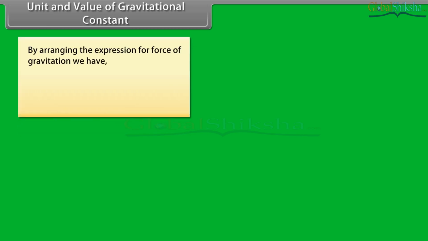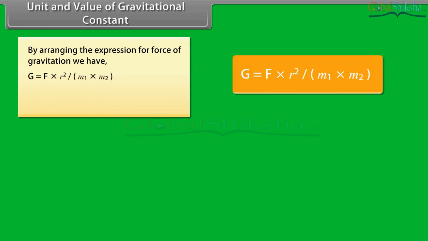Unit and value of gravitational constant. By rearranging the expression for force of gravitation, we have G is equal to F into R square upon M1 into M2.